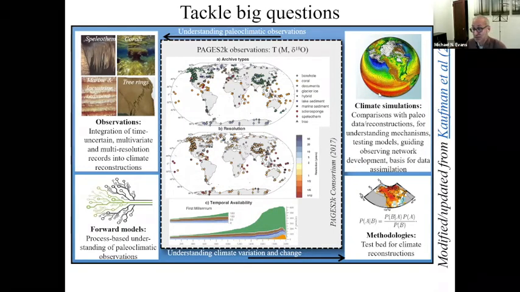but also looking at realistically forced climate simulations to try to derive process understanding, because while the reconstructions and the observations can tell you what happened, it's the simulations that tell you why it might have happened.